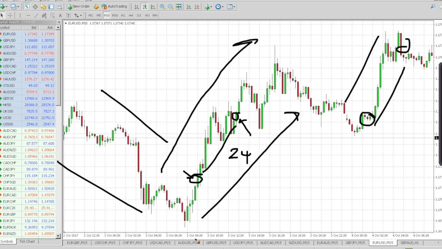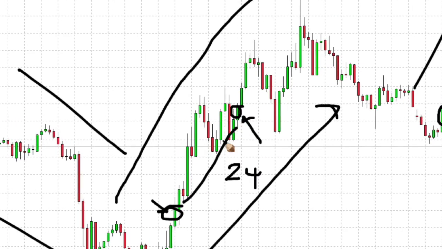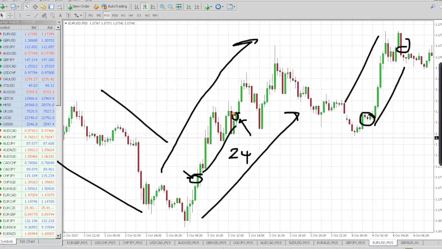So you can see that this trade from here to here was within the same day, within the 3rd of October. So how long did this trade take? It took 1, 2, 3, 4. Right, one candle is 15 minutes. So 4 candles is 1 hour. So 1, 2, 3, 4. That's 1 hour. 1, 2, 3, 4. 2 hours. 1, 2, 3. Half an hour. Right. So this trade lasts for about 2.5 hours. That's it, and I'm out of the trade. So this is day trading.